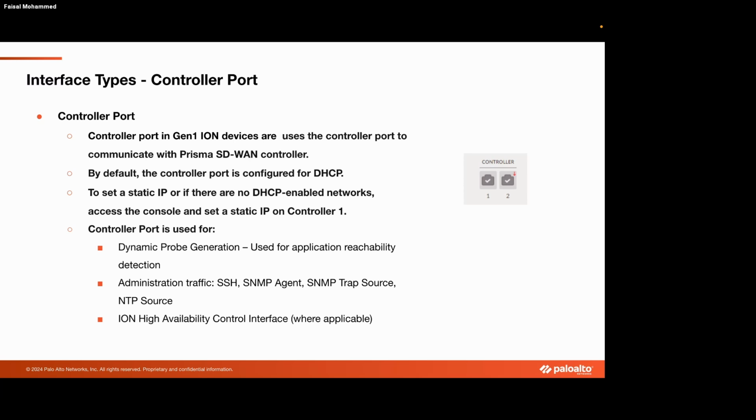The controller port is used for probing, for app reachability. It can be used for SSH connectivity from the LAN side, SNMP, as well as for NTP, a source for NTP time sync. And it can be used for HA control also where applicable. If you want, you can use the controller port, or you can use any other port available in the box.